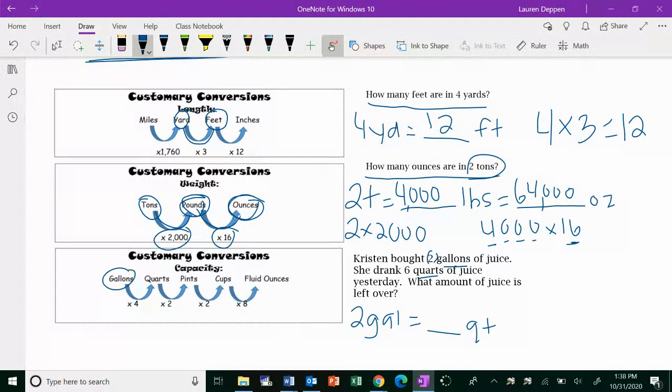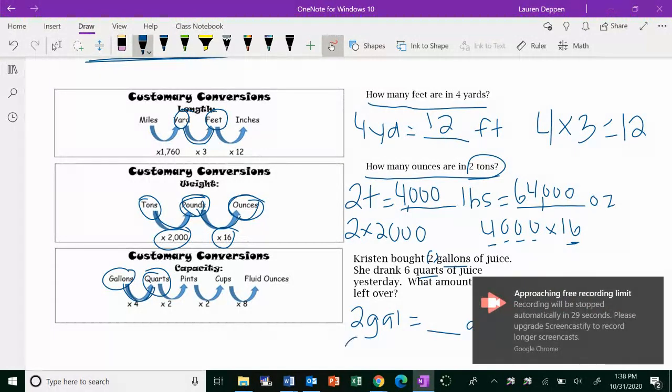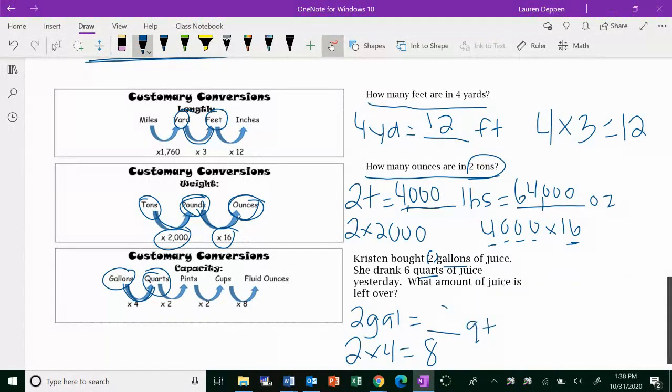To go from gallons to quarts, I have to go 1 step away, or 1 unit away, and my conversion factor is times 4. 2 times 4 equals 8. So she has 8 quarts of juice, and if she drank 6 of it, we're subtracting 6 to get a total of 2 quarts left over. We always make sure we use our unit in our answer.